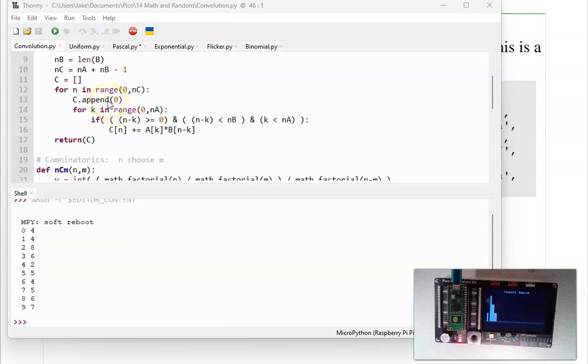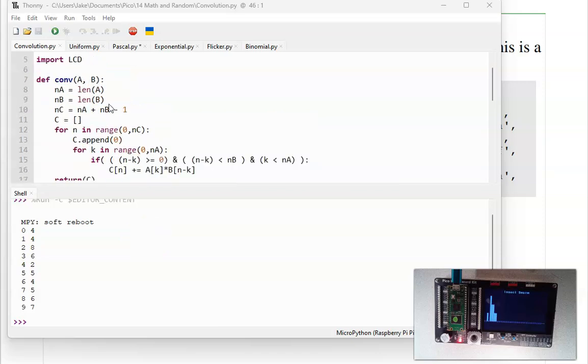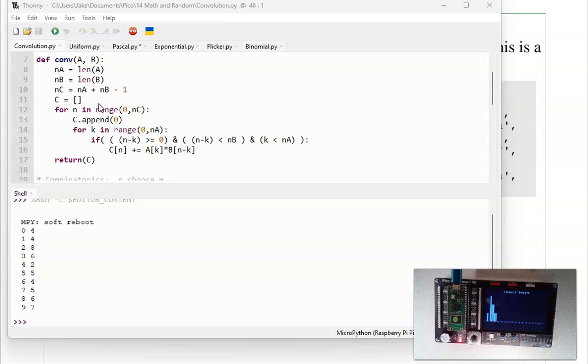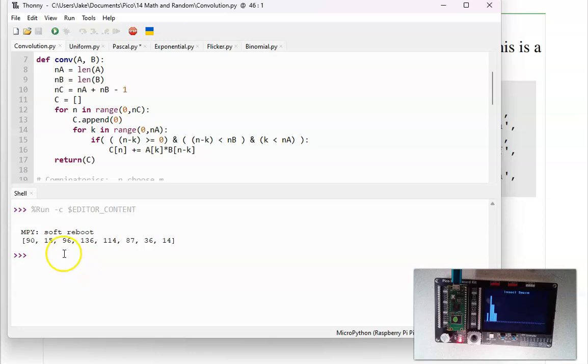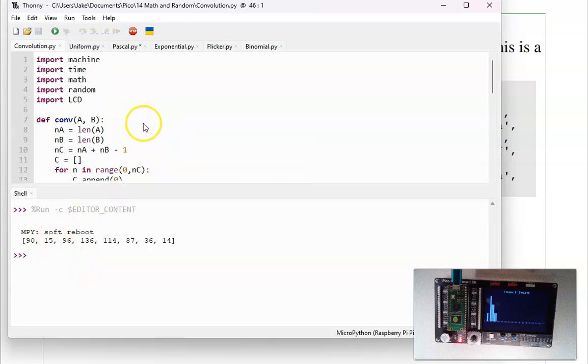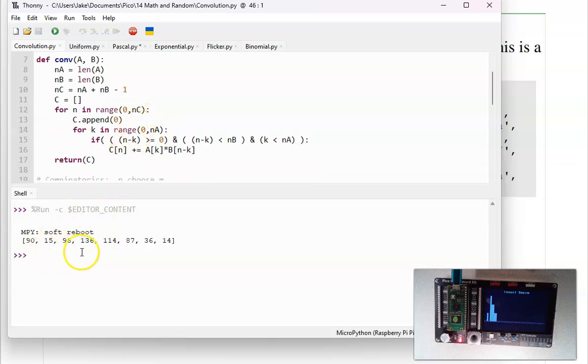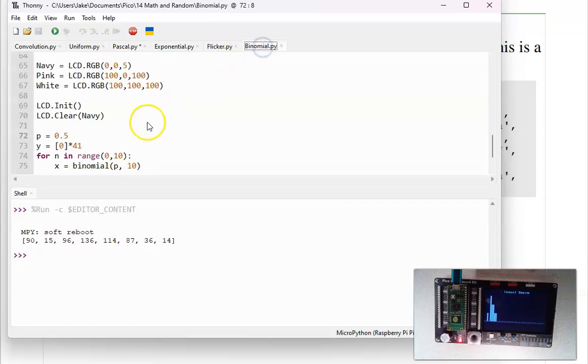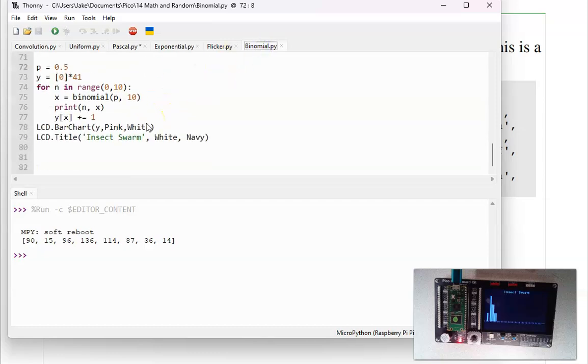So some of the things we'll be doing this lecture: we'll look at the convolution routine. With convolution, I can find the product of two polynomials. For example, here I've got two polynomials, multiply them together, and here's 90 plus 15x plus 96x squared, and so on. We'll look at increasing the random library to include different distributions.